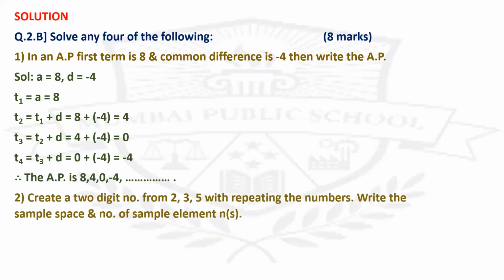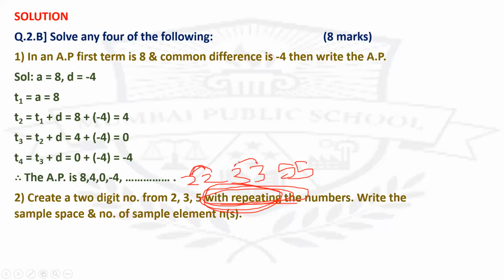Now create a 2-digit number from 2, 3, 5 without repeating the numbers. Write the sample space and number of the sample elements. Very simple question. In these probability questions, these terms are very important: with repeating the numbers and without repeating the numbers. With repeating the numbers, that is 22, 33, 55. If these numbers repeat, they will also count. So these numbers 22, 33, 55 will be included.